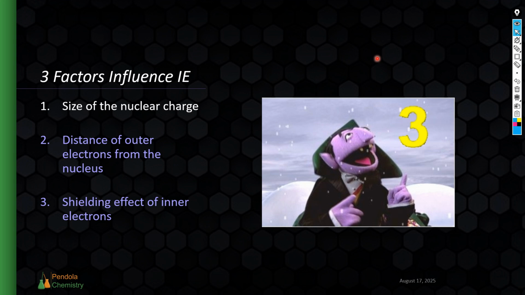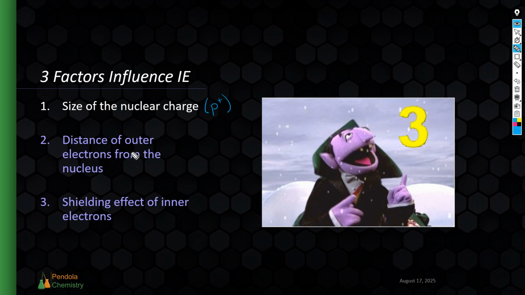So there are 3 factors, as the count is telling us here. There are 3 factors that influence ionization energy. 2 of them agree and 1 of them disagrees. So we're going to look at them in this order. The first factor is the size of the nuclear charge. And that's very simply put, how many protons does it have, right? So the size of the nuclear charge is just referring to how many protons does this element have.